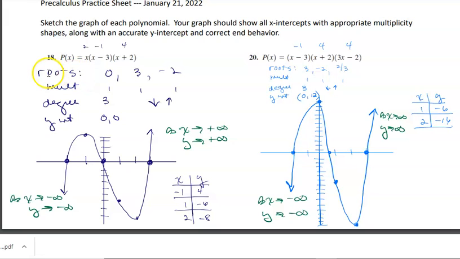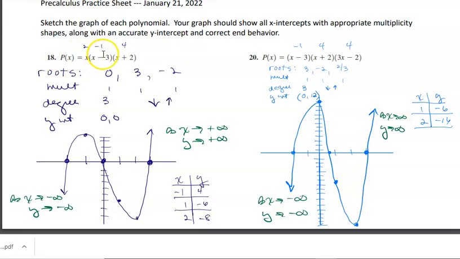To find the roots, also known as the x-intercepts, set each of these factors equal to 0 and solve for x. Now, key thing, anything with an x is a factor. So this is a factor, this is a factor, this is a factor. Here are my roots based on setting these three factors equal to 0. So I have a root of 0, a root of 3, and a root of negative 2.